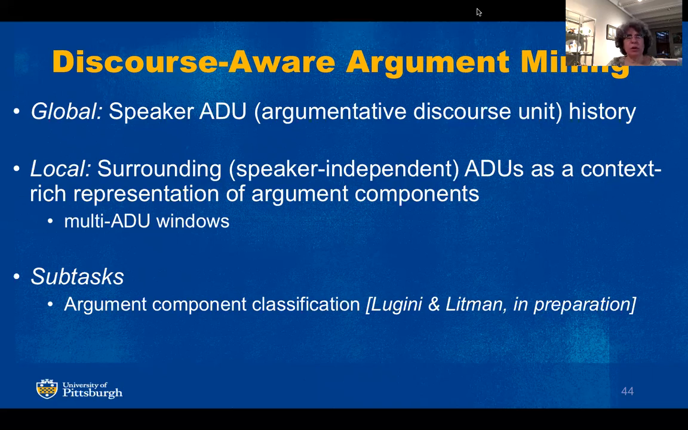The second, the local perspective, is very similar to what I had talked about with the essay work, that we're going to look at local windows, sort of ignoring speaker information in this data set, as a way of extracting features that have more discourse and enhanced information. And as I said, in this work, we'll look at the subtask of argument component classification in contrast to the relation classification in the prior study.